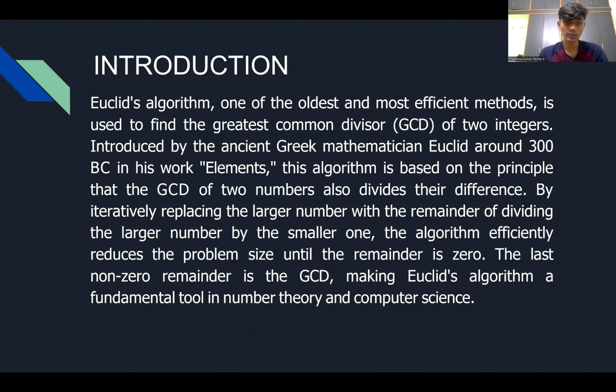The algorithm efficiently reduces the problem size until the remainder is zero. The last non-zero remainder is the GCD, making Euclid's algorithm a fundamental tool in number theory and computer science. Now we are going to see the algorithm.